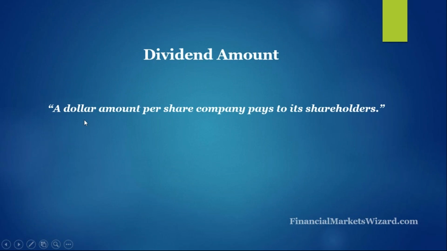So the dividend amount is the dollar amount per share that a company pays to its shareholders. So it's a dollar amount. The company says we will pay 50 cents per share. So that's the dollar amount for the dividend. 50 cents per share.